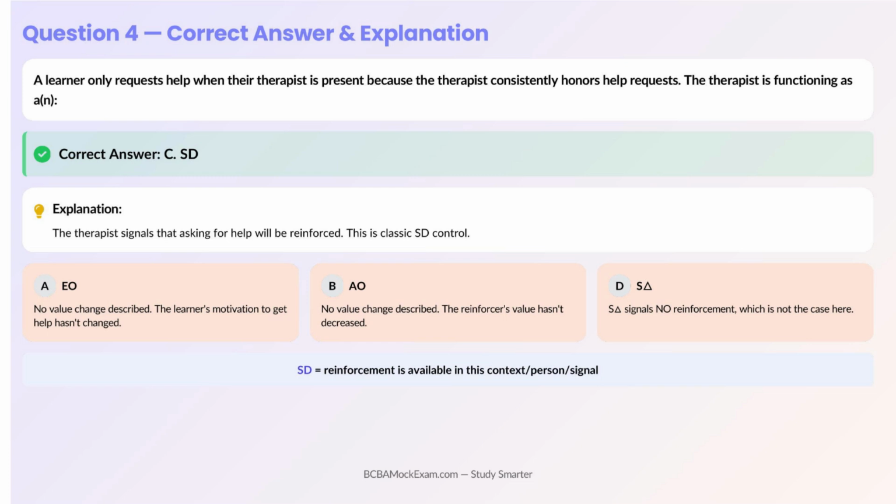Option A is incorrect because no value change is shown. Option B is also incorrect because nothing indicates reduced value. Option D is wrong because S delta signals no reinforcement, and reinforcement is present here. The therapist functions as a discriminative stimulus indicating reinforcement availability.